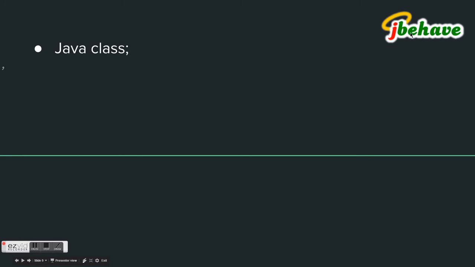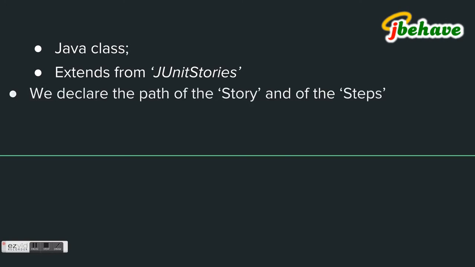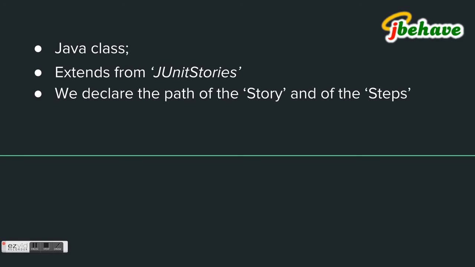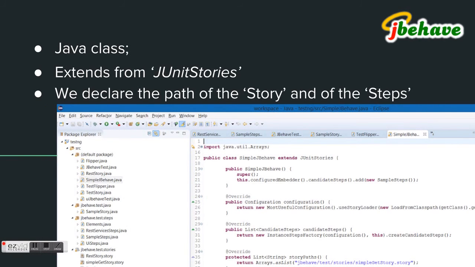The Stepsmapper is also a Java class, but this one extends from JUnit stories. In JBehave, pretty much all the tests are JUnits. That's why this class extends from this class. And the property that it has is that it calls the story file and says, execute this test case using these steps.